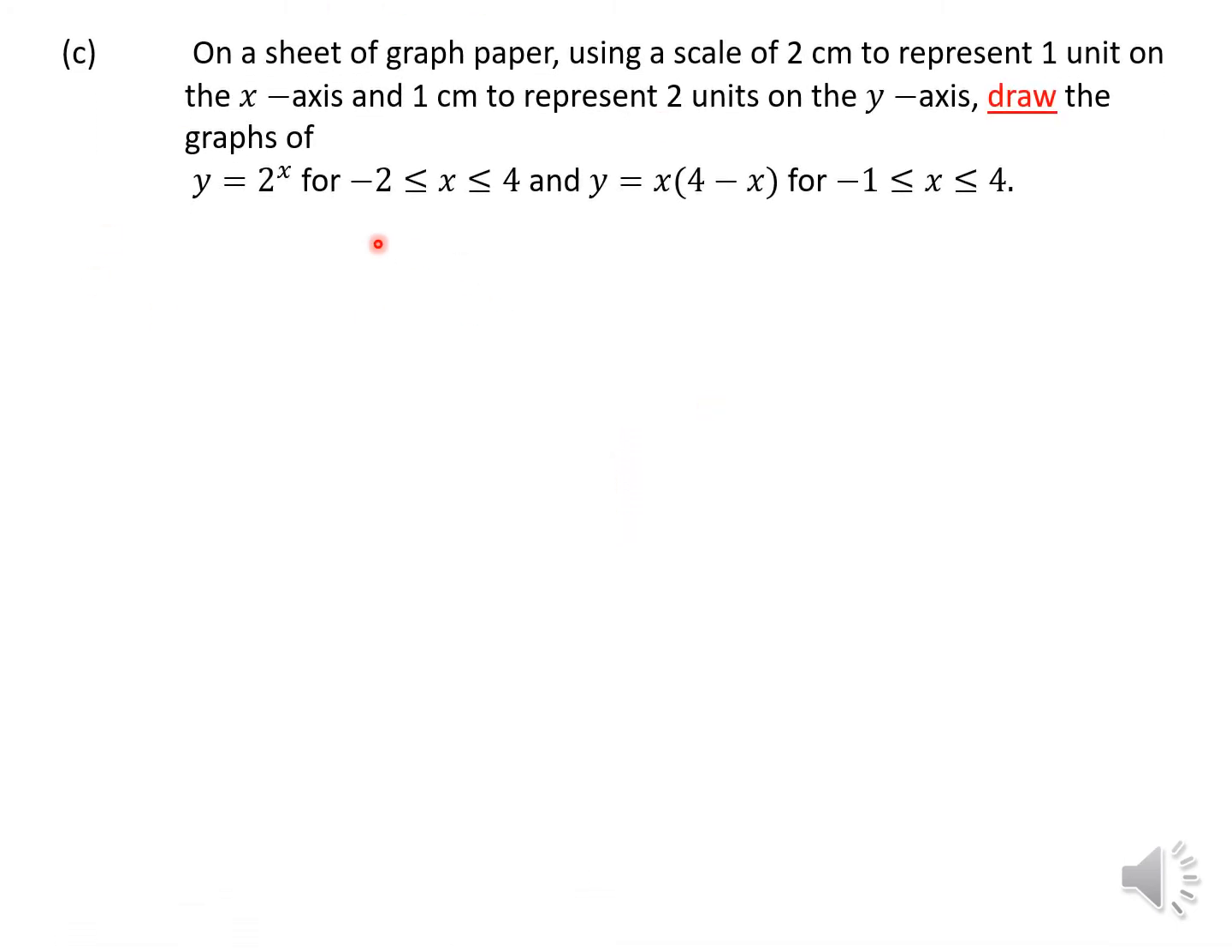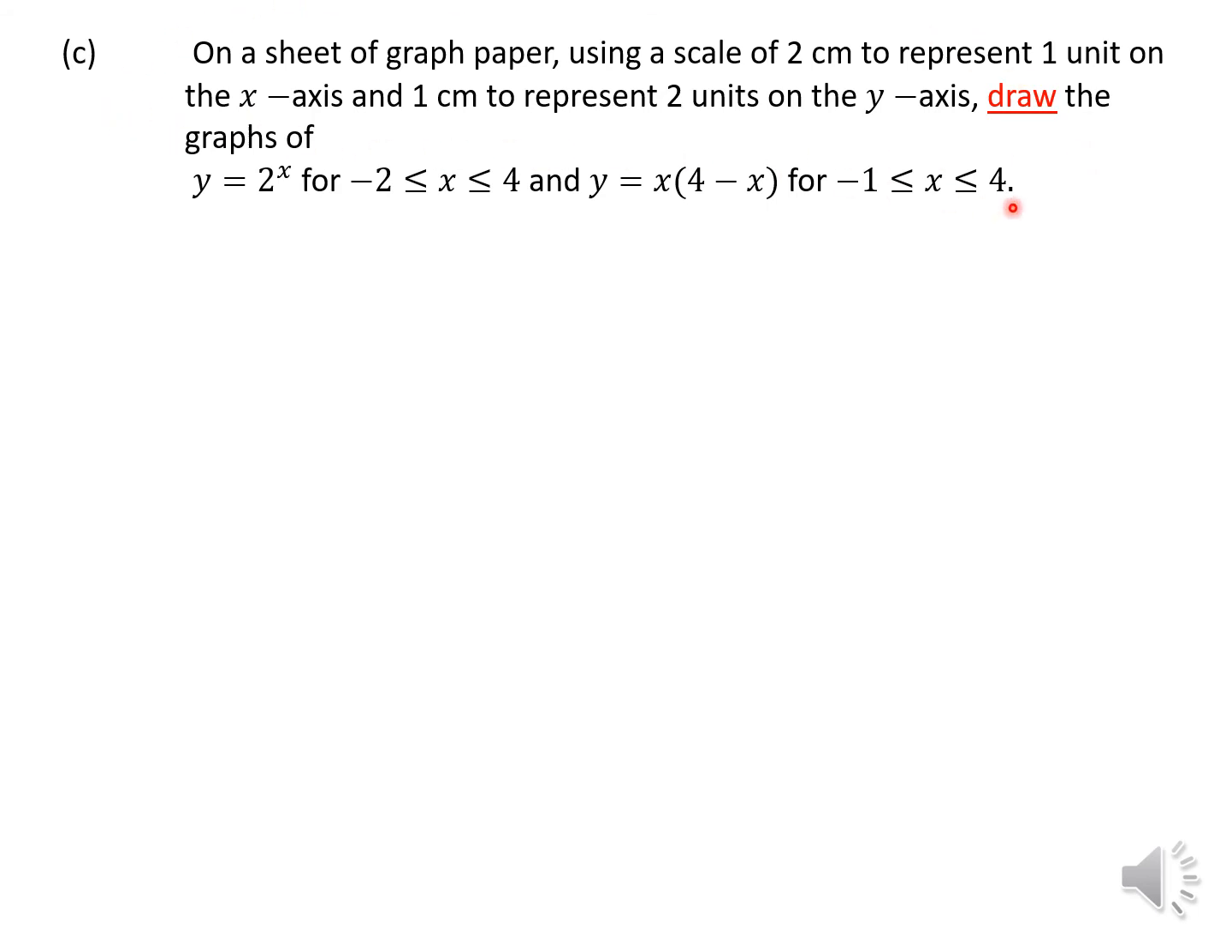Right, so part C again, you have got all the information here. They are saying use a scale, all right? 2 centimeters represents 1 unit on the x-axis, 1 centimeter represents 2 units on the y-axis. Then you draw the graphs. So if you have graph paper, you must follow this particular instruction.